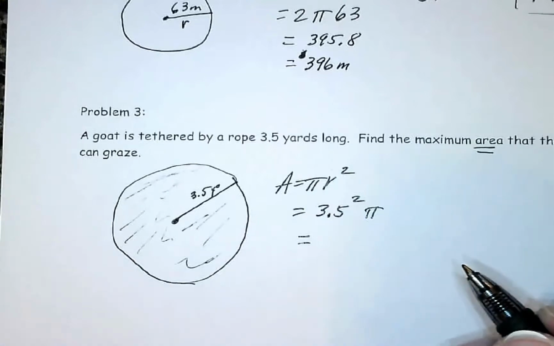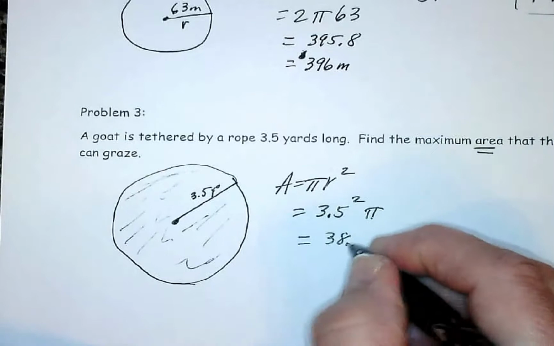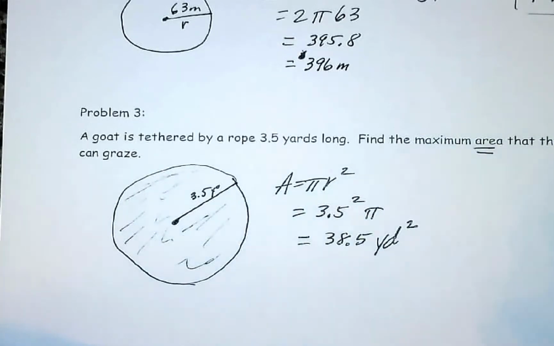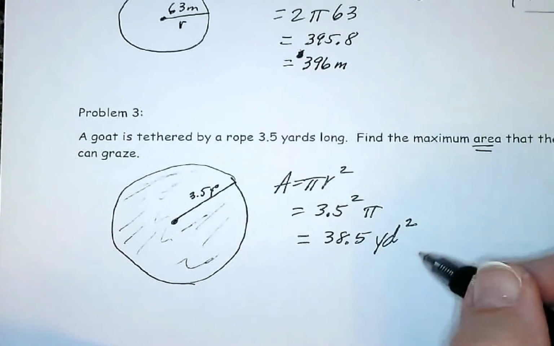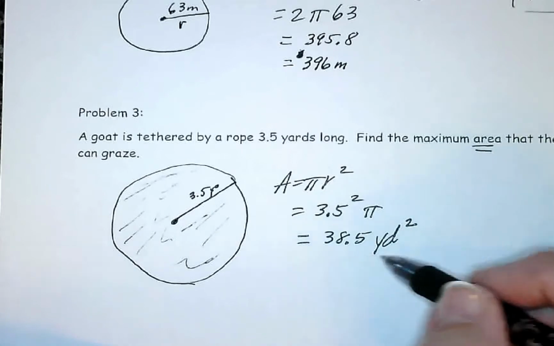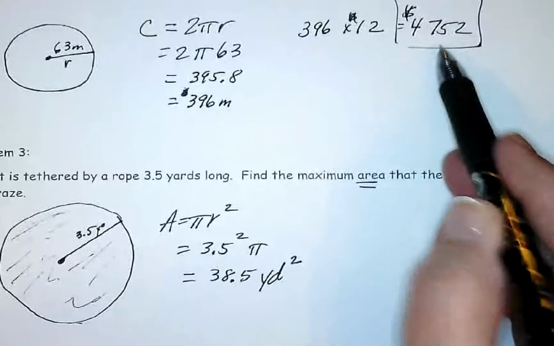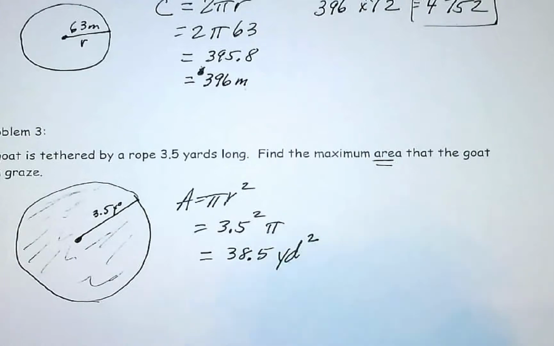So the radius of this problem was 3.5 squared times pi. Okay, when you're going to multiply that out, you're going to get 38.5 yards squared. Okay, I guess we didn't concentrate on that too much when we were doing our equations, but in application problems, it's good to make sure you're labeling all of your answers, like I did up here. Meters for that one, dollars for this one. This one is area, so we always talk about square units when we're talking about area.